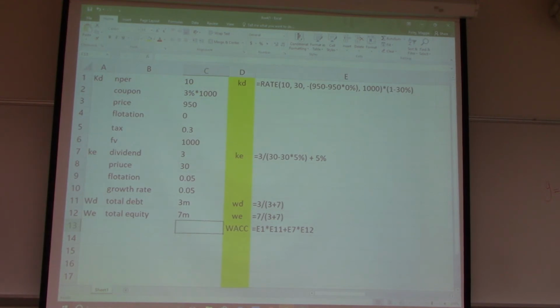So did that answer your question? Yeah, I think you guys probably just got the stock over here. So the flotation is 0%. But if there's a number, for example 5%, you have to subtract that. But for this case, you subtract 0.